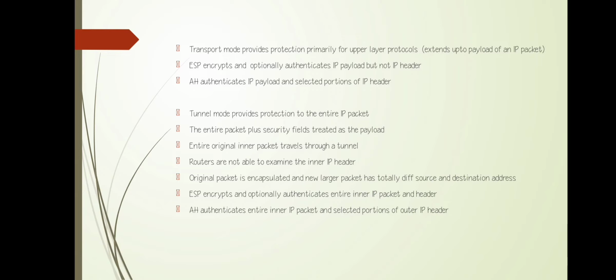In transport mode, the ESP encrypts IP payload but not IP header. ESP authenticates IP payload but not IP header, and authentication is optional. AH authenticates IP payload and selected portions of IP header. In tunnel mode, the tunnel mode provides protection to the entire packet, whereas the transport mode provides protection only for the data.